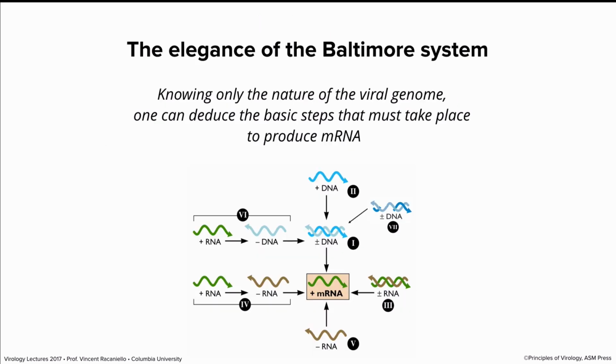It's elegant because if I tell you the viral genome, you can tell me immediately how it gets to mRNA. You can also tell me most likely how the genome is going to replicate. So knowing only the nature of the genome, you can figure out the basic steps that have to go through to make mRNA. Again, knowing that only double-stranded DNA is a substrate for the production of mRNA, you can then figure out immediately that if you have single-stranded, you have to repair it and make it double-stranded. If it's gapped, you have to repair it and make it double-stranded.